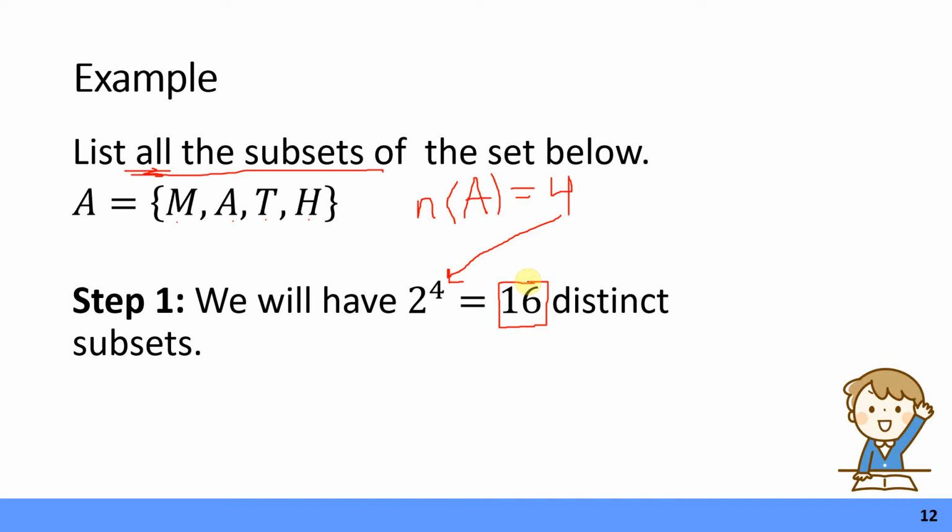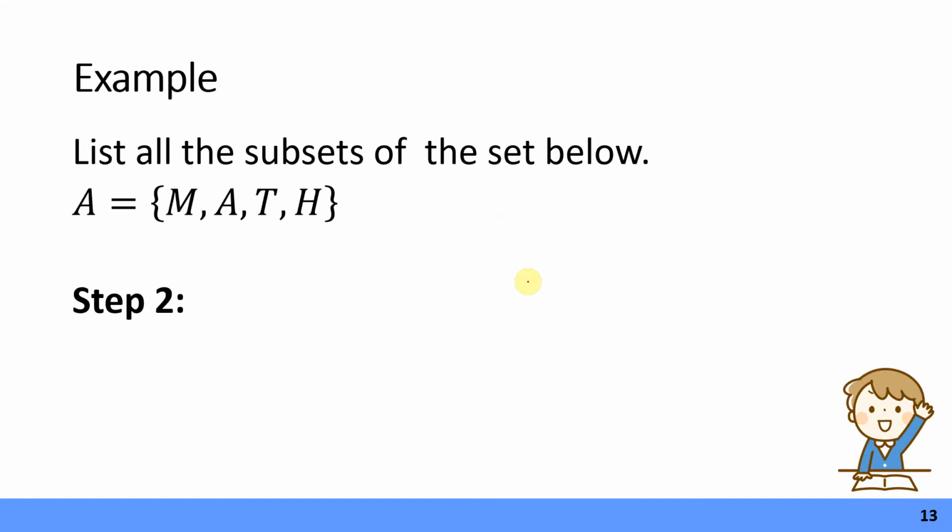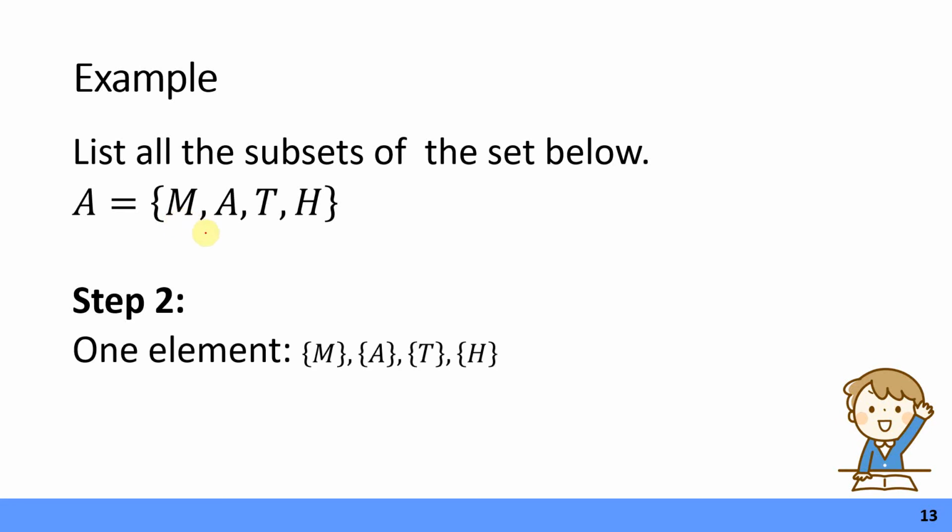Now, step 2, here comes the fun. We're going to have to start listing all these subsets. Step 2 always says start with the sets that only contain 1 element. This is super easy because we just have to list every single letter in a set. I create a set with just the letter M, a set with just the letter A, a set with just the letter T, and a set with just the letter H. So look at that. We have 4 down already. Remember, there's a total of 16, so we still need a couple more. But we at least have already 4 written down.